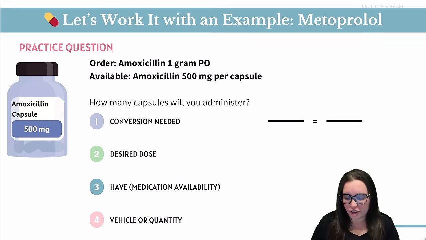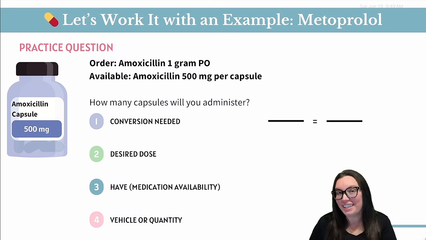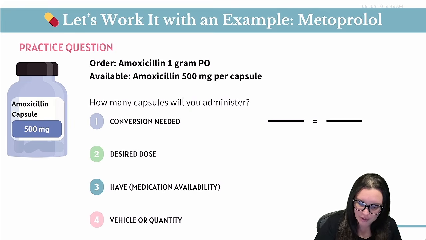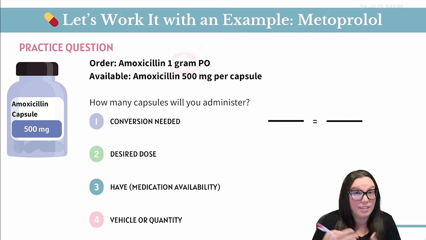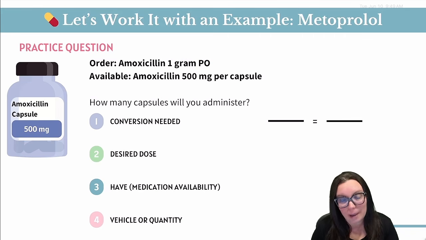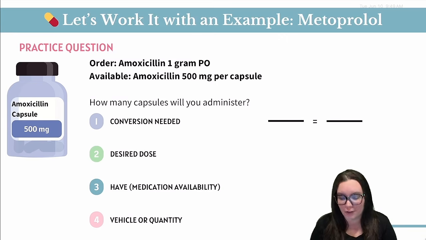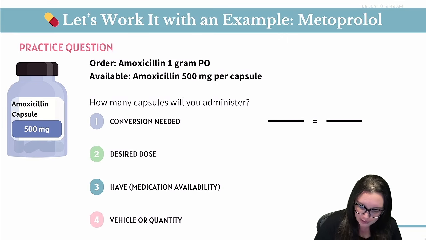Our next practice question states that we have an order for amoxicillin 1 gram PO. It's available in 500 milligrams per capsule. So how many capsules are we going to administer? The very first thing we want to do is ask: is there a conversion? Yes, there is, because the order is stating we need to give grams. However, the bottle is telling us that it's available in milligrams. So we absolutely are going to have to do some kind of conversion.